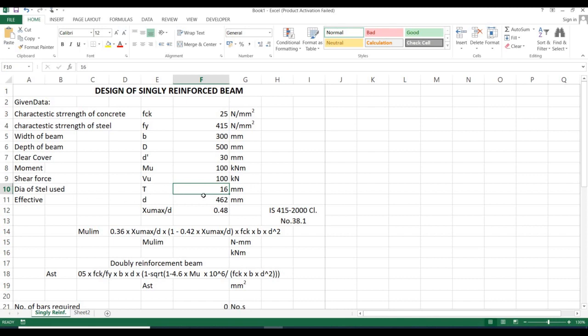First I will assume the diameter of the bar. For the main reinforcement it can be taken as 16 mm, which can be used later. And next we are going to calculate the effective depth. So how will the effective depth be calculated? Yes, d is equal to capital D minus d dash.